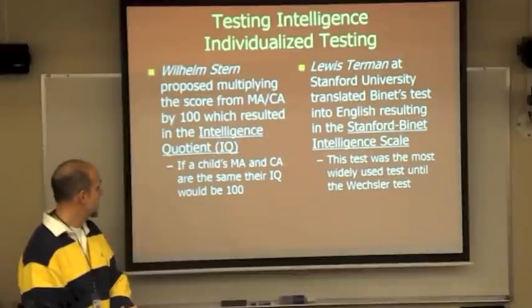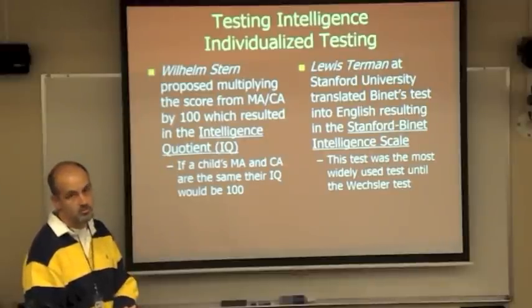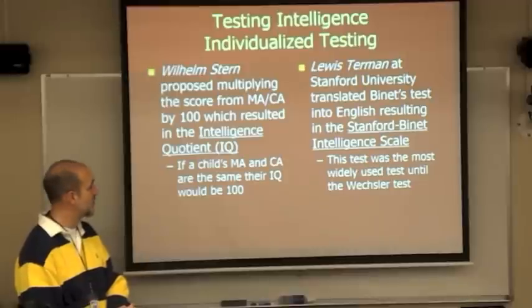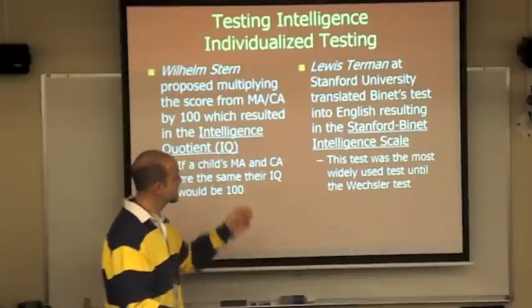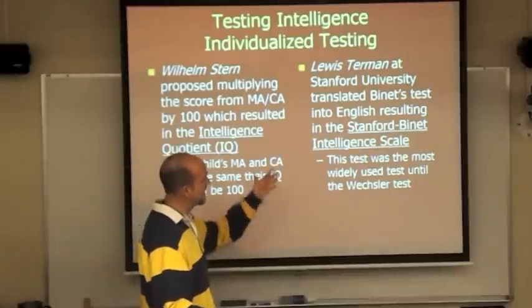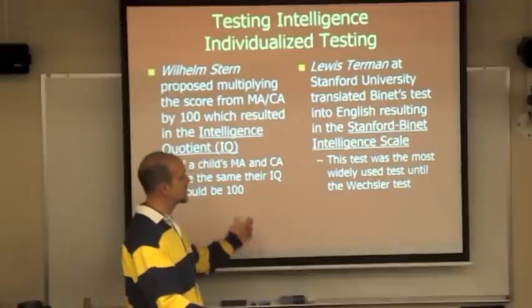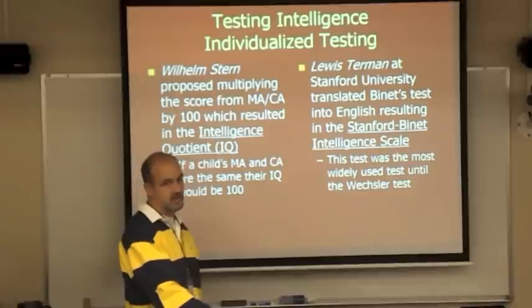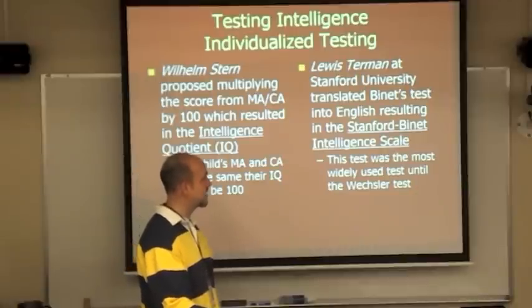Now, if a child's MA and CA are the same, their IQ would be 100, which is the norm. Okay, that's a normal IQ. Louis Terman at Stanford University translated Binet's test into English. This resulted in the Stanford-Binet Intelligence Scale, which was a very popular test for a long time.